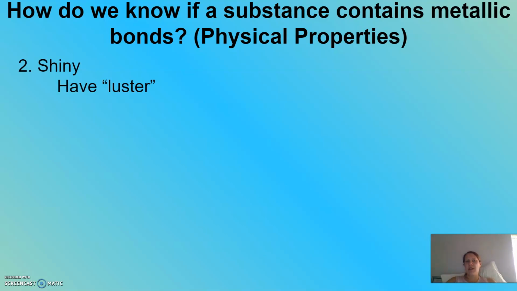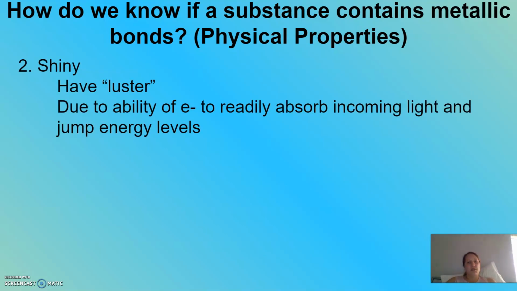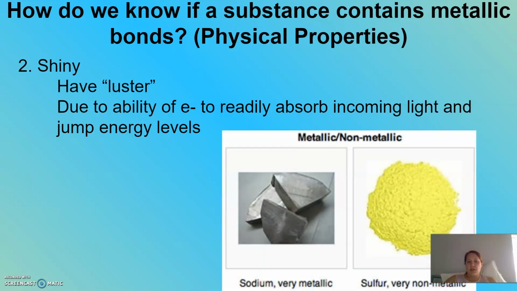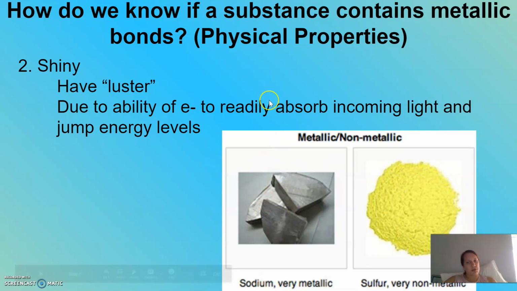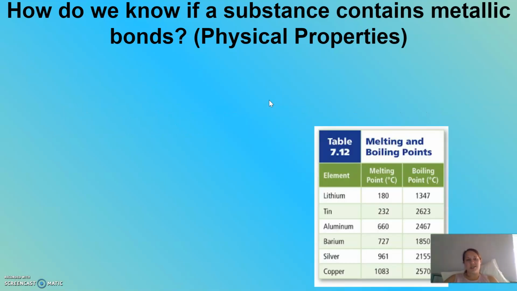All right, metals tend to be shiny. We say that they have luster. And you don't need to know much about this, but it has to do with the electrons being able to absorb light and jump energy levels because they're very mobile electrons, and it's easy for them to do that, and that's what gives them their luster. So again, you can see sodium, this is pure sodium. It's very metallic. It's shiny. This is sulfur. Sulfur is not a metal. It's a solid, but it's not a metal. It looks really soft, and it's not shiny at all.